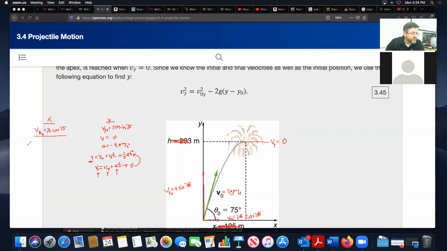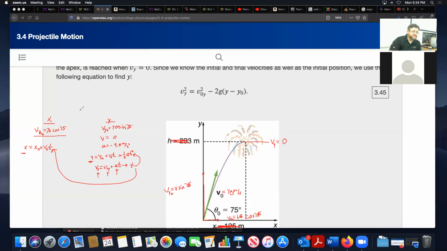Once we know time, we can plug it into this equation over here. Final position equals initial position plus velocity in the x direction times time. Once we know time, we can plug it over here and find out final position in the x, how far it goes down range, in other words, in the horizontal direction. And then we're done. We've just solved the problem. We haven't plugged any numbers in yet, but we've solved the problem, right?